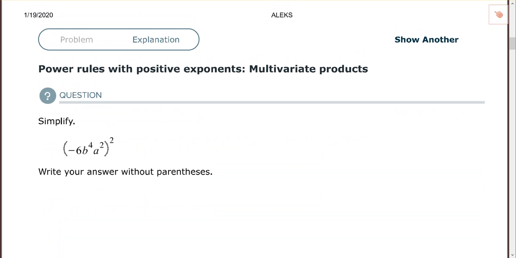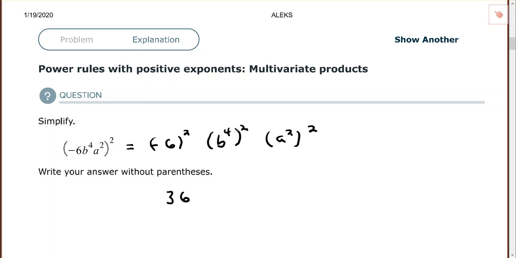All right, so we want to raise everything to the second power. So we have negative 6 raised to the second power, b to the fourth raised to the second power, and a squared raised to the second power. So negative 6 raised to the second power, since that negative is inside the parentheses, remember that means that my base is negative 6. So negative 6 times negative 6 is positive 36.